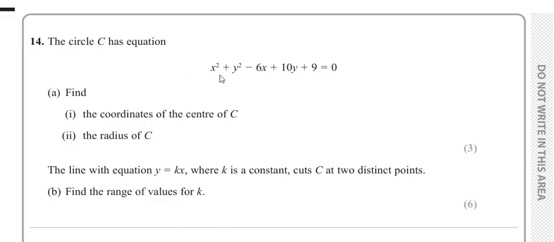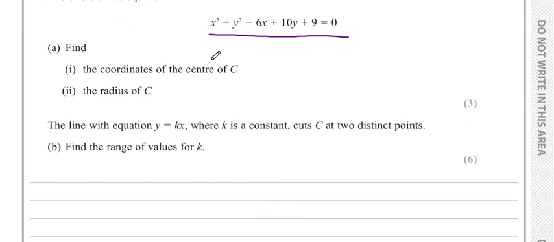Question 14. The circle C has equation x squared plus y squared minus 6x plus 10y plus 9 is equal to 0. Find the coordinates of the center of C and find the radius of C. So this is also a style of writing the equation of a circle. Only thing is we need to convert that into our usual form to find the radius as well as the center. So what we do is completing the square.